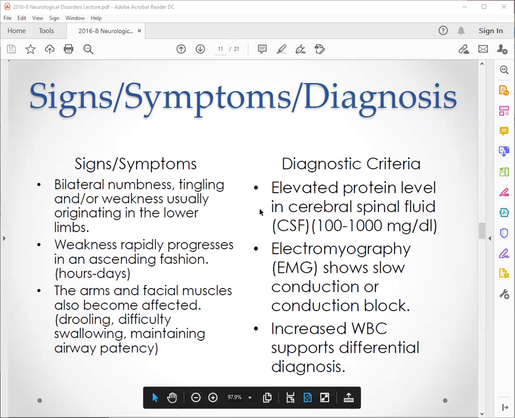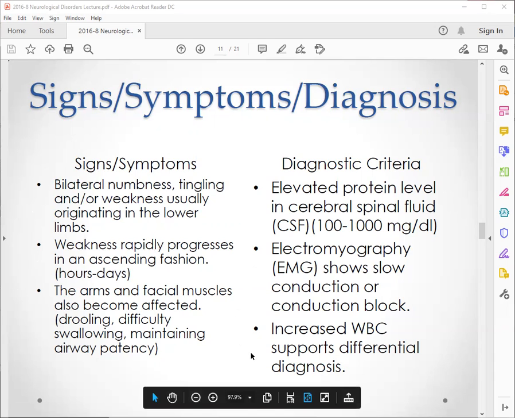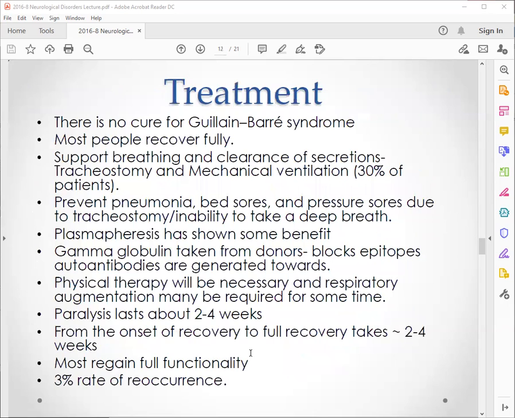The diagnostic criteria is usually an elevated protein level in the cerebral spinal fluid. Electromyography will usually indicate slow conduction or conduction block. Increased white blood cells support differential diagnosis. That means there's some sort of infection that's occurring. The treatment, although there's no cure for Guillain-Barré syndrome, again, most people recover fully.